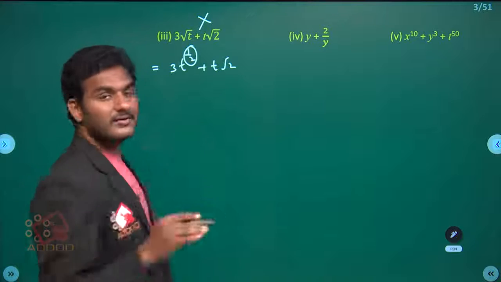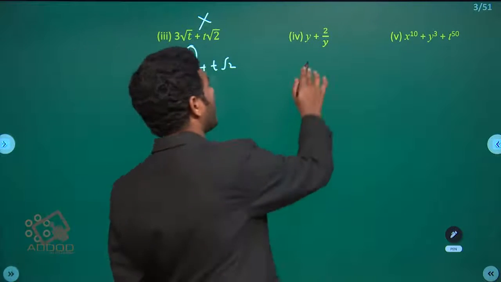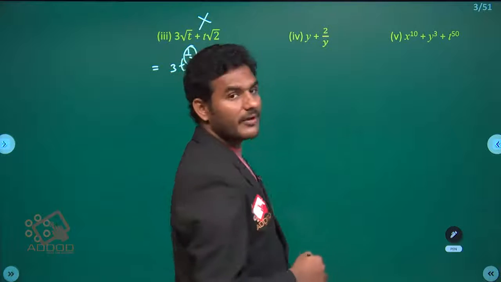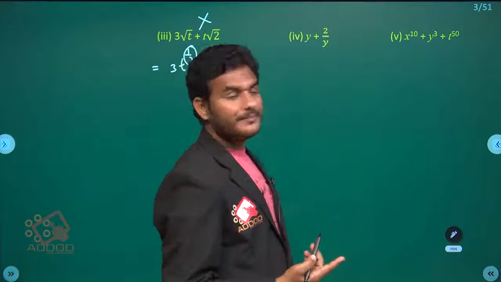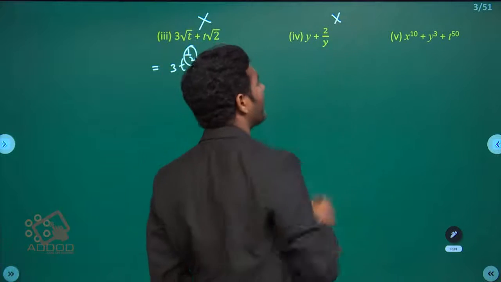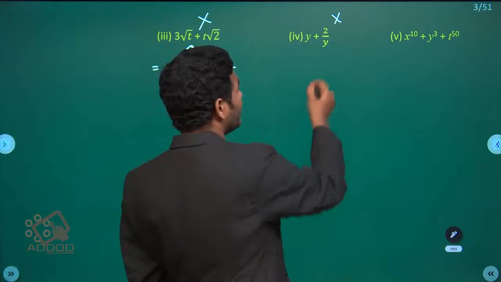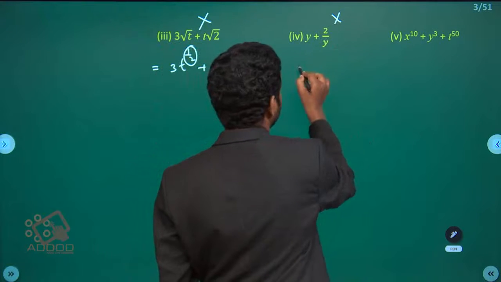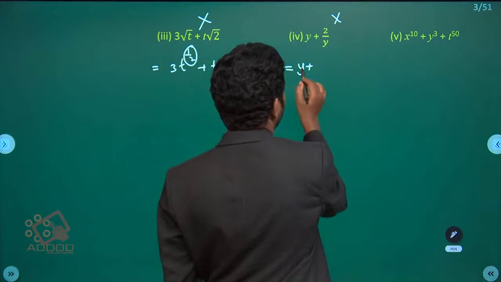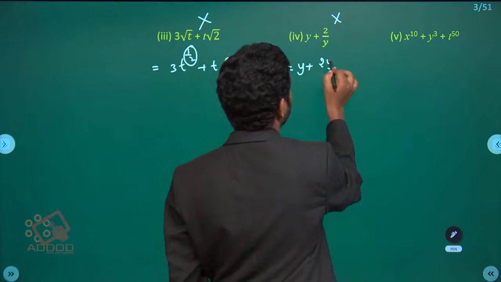So simply you have to write this is not at all a polynomial. Now here y plus 2 by y, this is also not a polynomial. This is also not a polynomial. Why? Now here the denominator, the variable is in the denominator. So generally you can write this one as y plus 2 into y power minus 1.